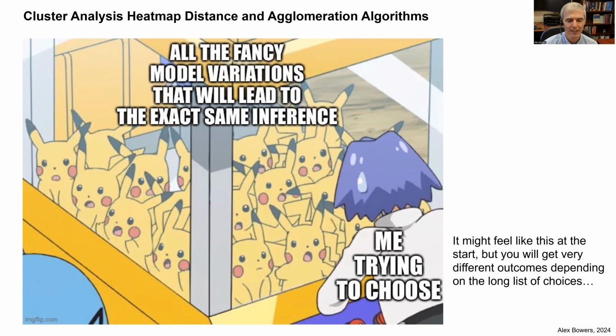So I start here to say it might feel at the beginning like this when you start into hierarchical cluster analysis, that it all seems like fancy model variations that all lead to the same thing. But I'll just give a warning that from here on out, you're going to get very different outcomes depending on the long list of arbitrary choices that we were just talking about for Weinstein. So please be very specific in your research. You're not going to get just all Pikachus when you choose. You're going to get very different kinds of outcomes given how you set things up.